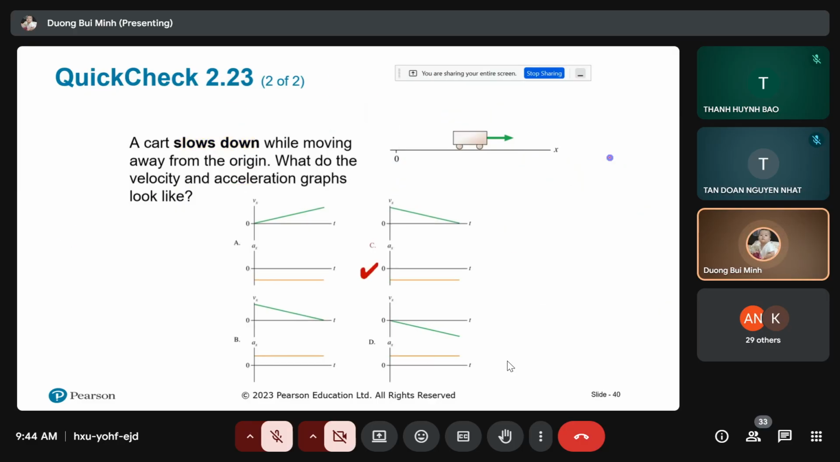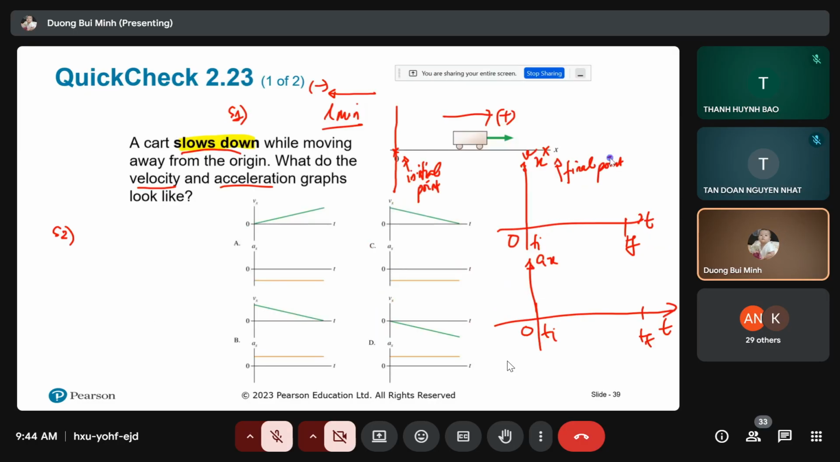Sorry, I don't know why it's my laptop is okay, good. Okay, so now look, slow down. Eh? My laptop is very stupid.